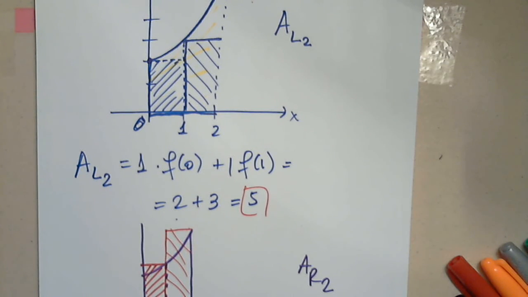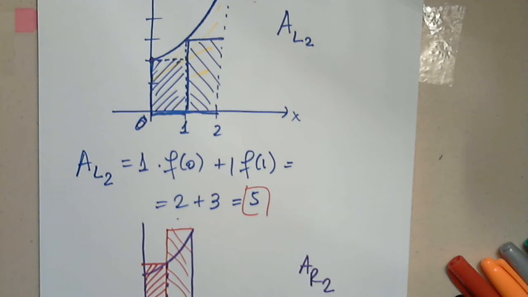Nine is an overestimation, of course. And the other one is an underestimation. 5 is under, of course. We agree so far. Yes? Yes. Perfect.